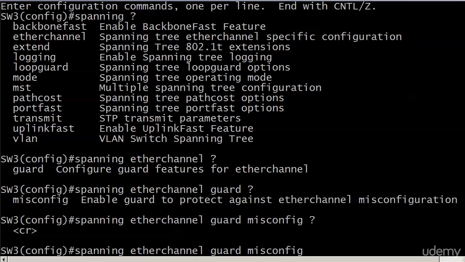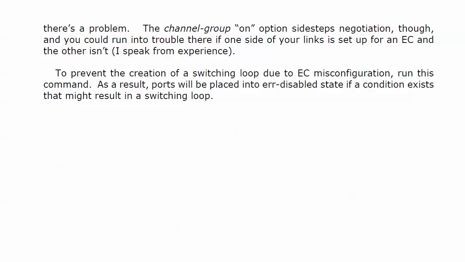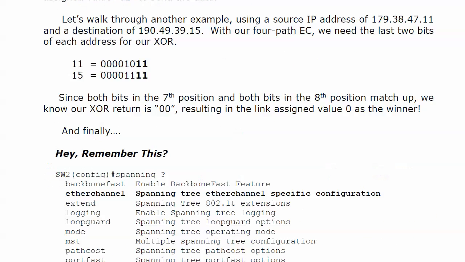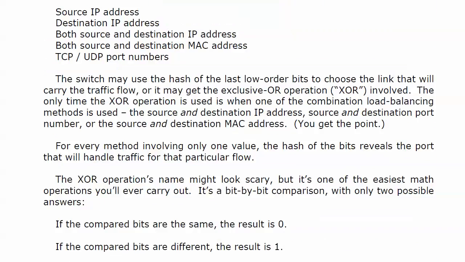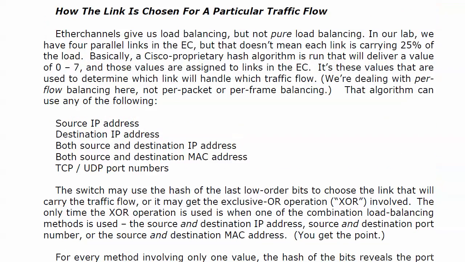That also wraps up our look at Ether channels. We've built them, we've negotiated them, we've seen how a particular flow of traffic is going to be distributed over the trunks, over the links, and how that link is chosen. So in the very next section, I believe we are going to start getting into some layer 3 switching, and I will see you in the very next section.